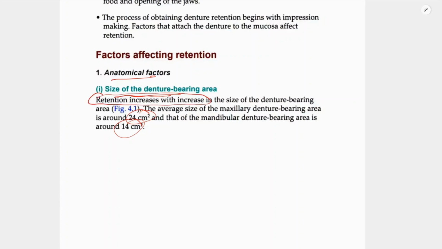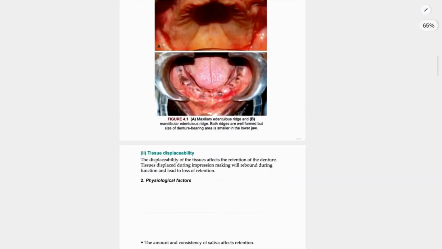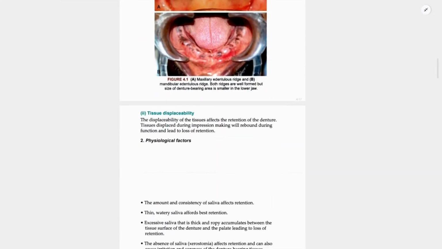Next main point is to mention the average diameter of maxillary and mandibular denture. Then we move to the tissue displaceability. The displaceability of the tissue affects the retention of the denture. Tissues displaced during impression making will rebound during the function and lead to loss of retention. This is very similar to one of the principles of impression making.